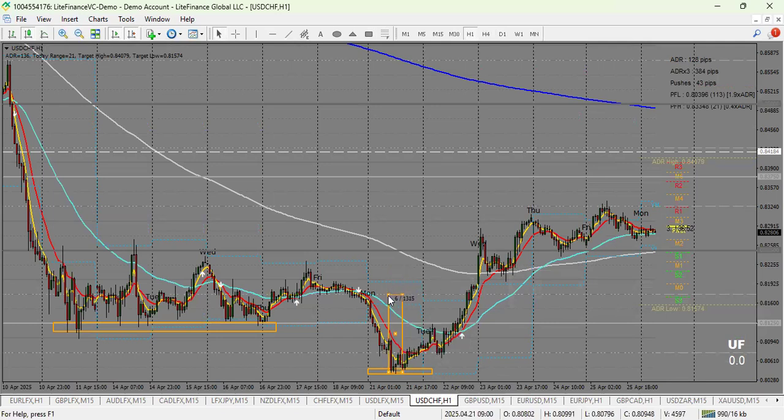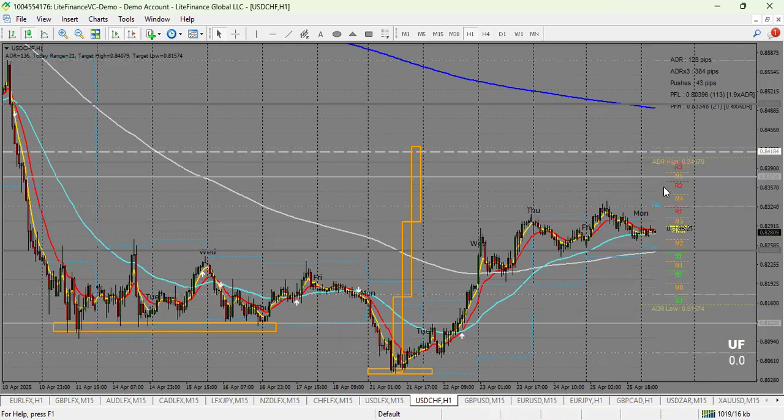Our ADR is 128. So the ADR value has increased significantly from March going into April. So we have that ADR times 1, ADR times 2, and ADR times 3. ADR times 3 is right at the area of resistance that we have drawn on the weekly time frame.